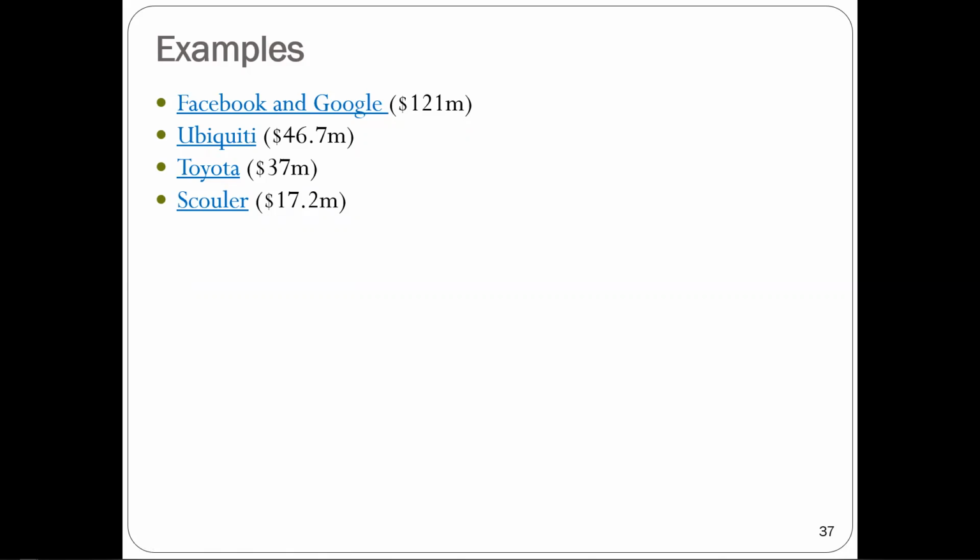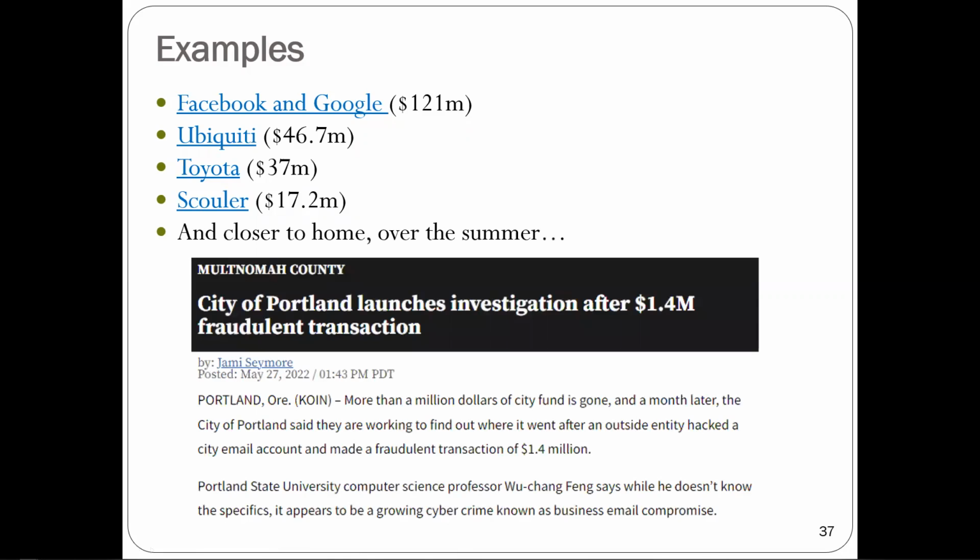Over the summer, there was this one. I don't know if you saw this one. This was 1.4 million from the city of Portland. And I was part of this article because I guessed it was BEC, but I actually don't know. This has never been verified, but I think that this is probably BEC.